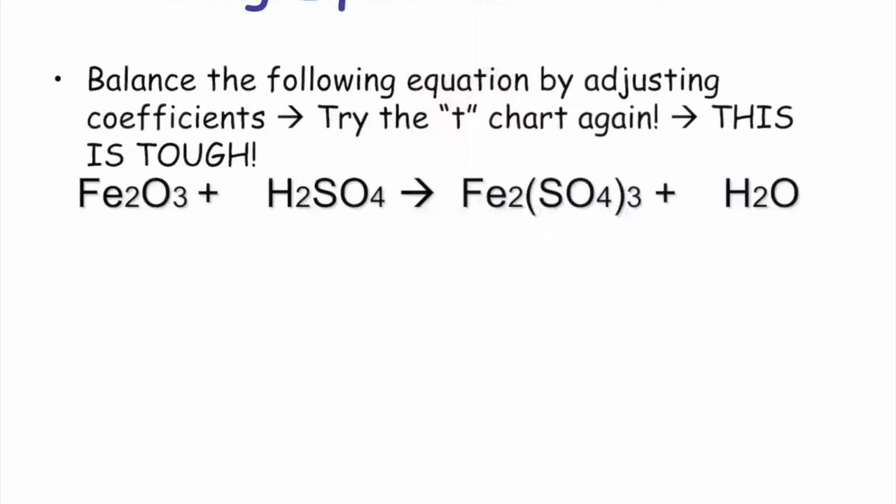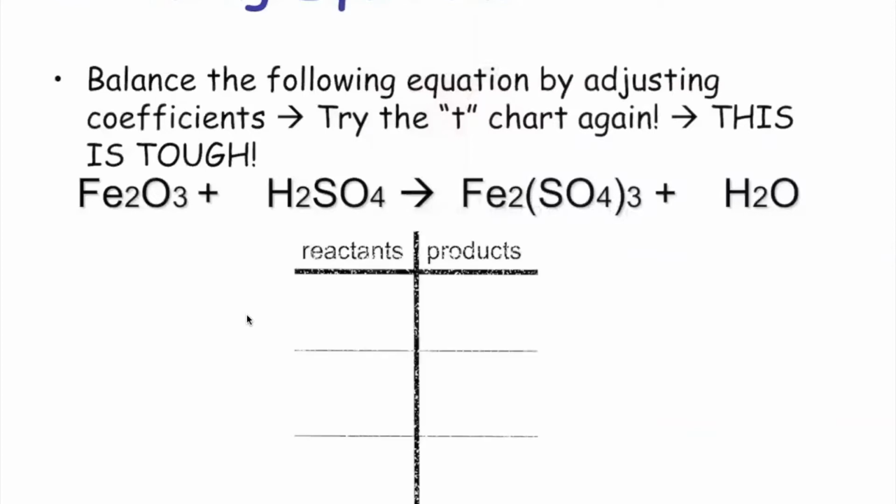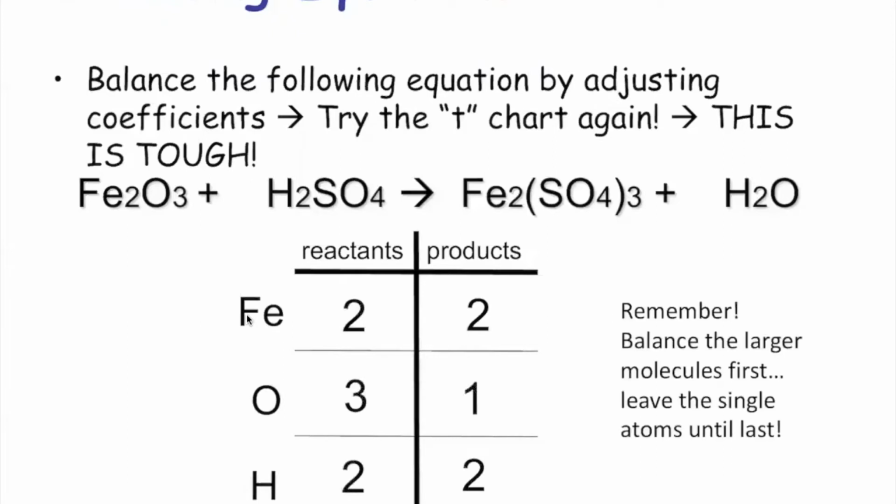And the answer will be putting a 3 in front of sulfuric acid, and you will be adding a 3 in front of water. Notice that in this case, sulfate was left together because it appears in your reactants and it appears in your products. Always double check your T-chart at the end.